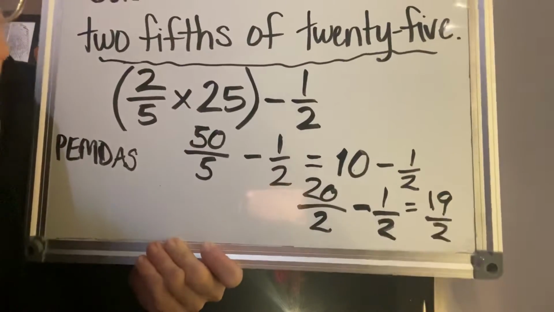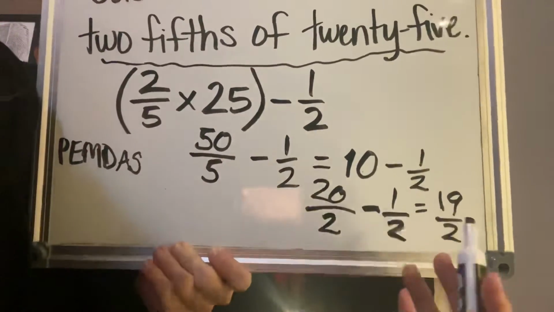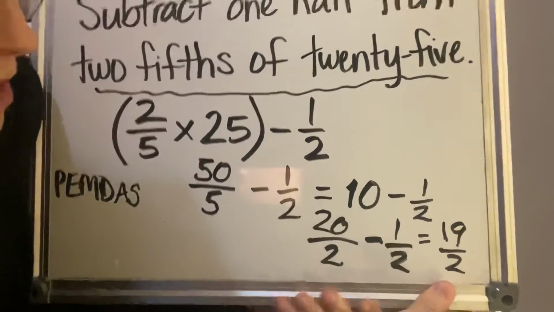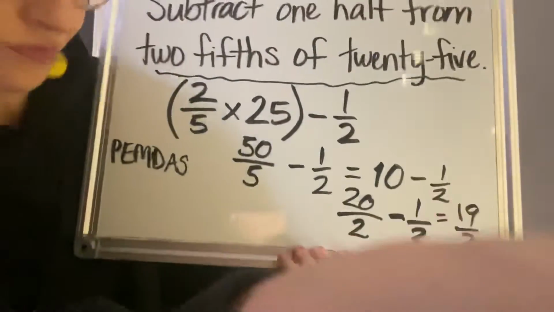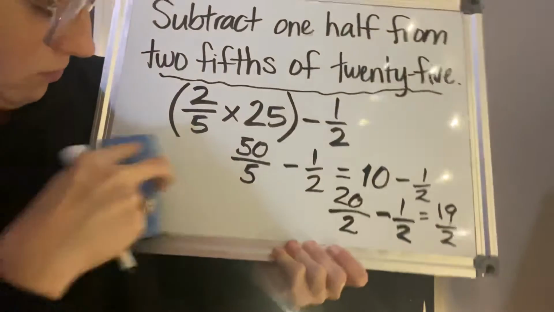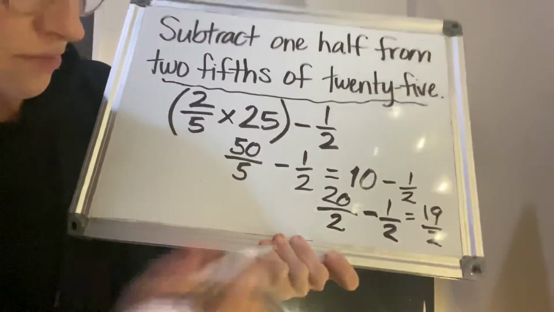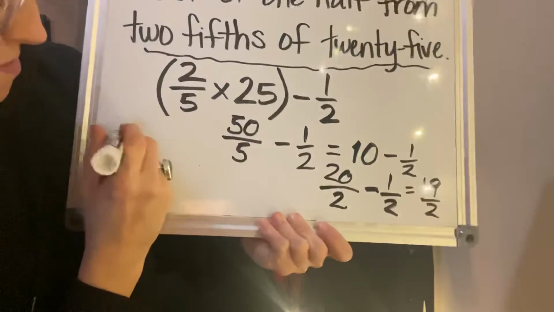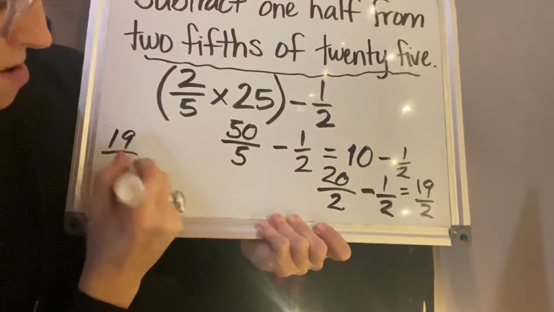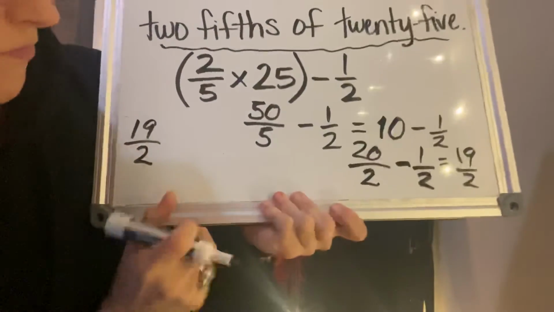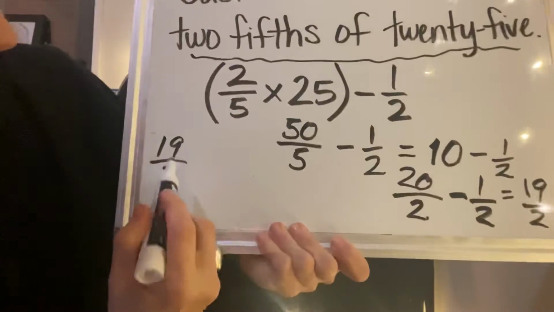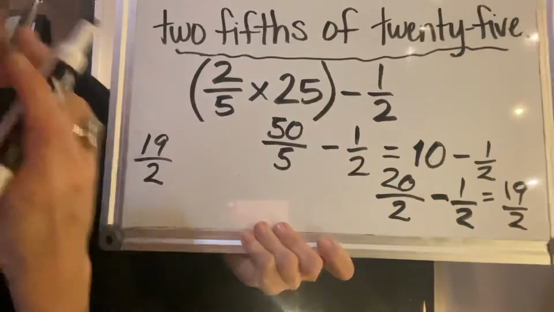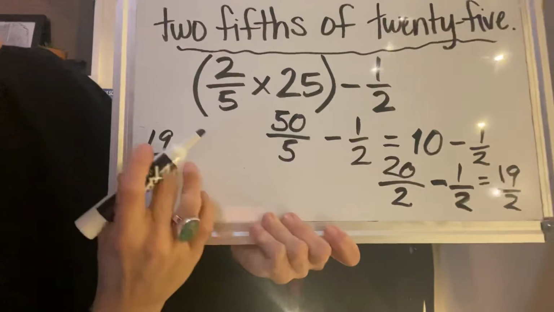As long as we're doing this, let's just real quickly change it back to a mixed fraction so that we know how. Well, if we have 19 halves, you essentially need to divide 19 divided by 2. What's 19 divided by 2?